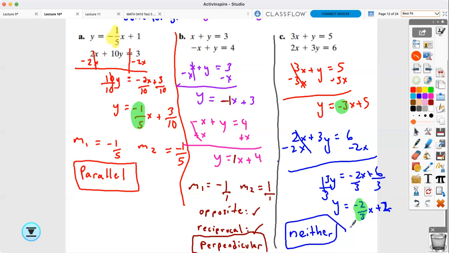Any questions on any of the procedures we did here? Now, there's nothing new. Do we know how to solve for y? Yes, we've done that before. It's not the first time we've done it. Do we know what m and b is? Do we know how to find the slope of an equation? Yes, we use y equals mx plus b. The m next to x is the slope.